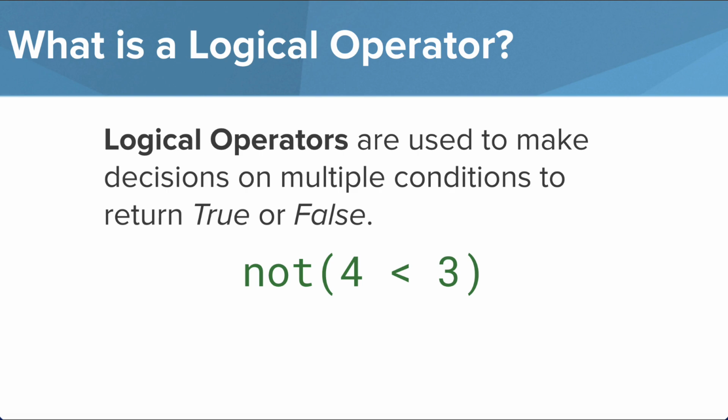For the NOT operator to evaluate to true, the given condition must be false. Our condition, 4 is less than 3, is false. So not false will evaluate to true.